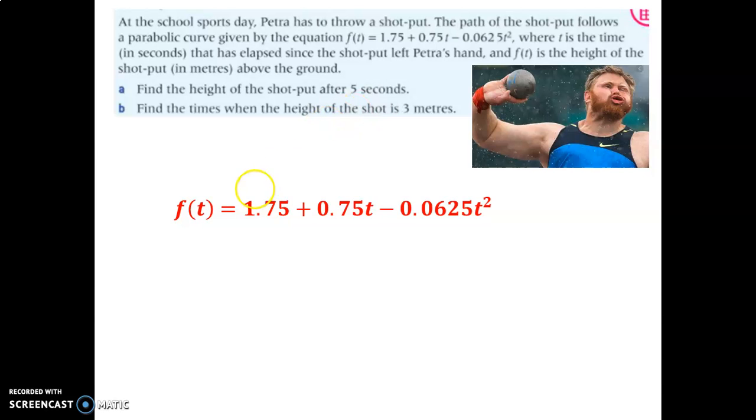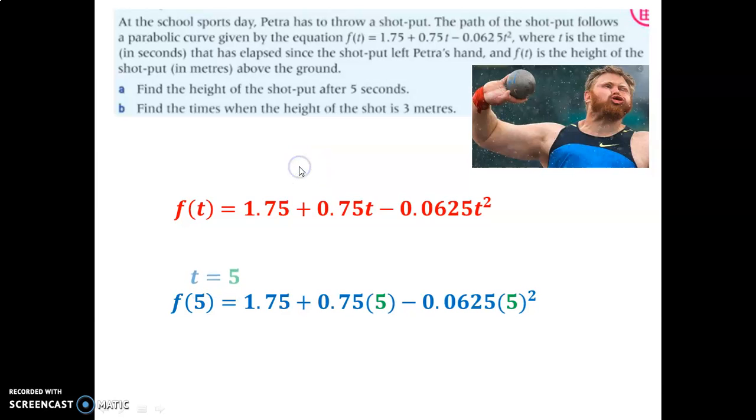So what would that be? Well, by being told the height after 5 seconds, we're being told that the time is 5 seconds. So it's saying after a time of 5 seconds has passed, how high is the shot put? So we can just take that t value of 5, put it right into our function, which we see here, and also here and here. Every t is replaced by 5, and that means what is the height at a time of 5? And that's what we can find here.